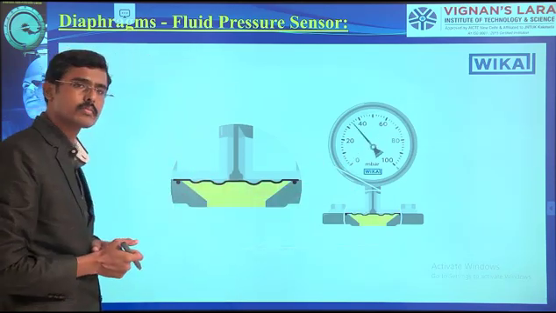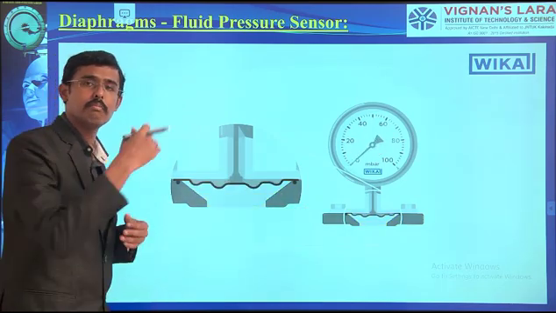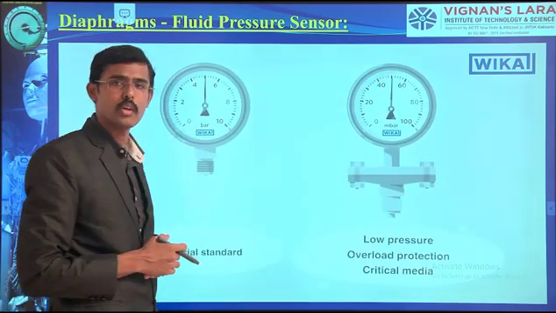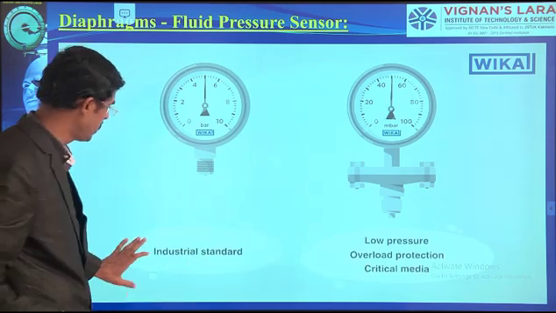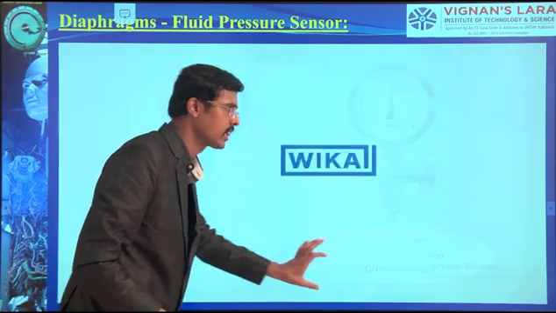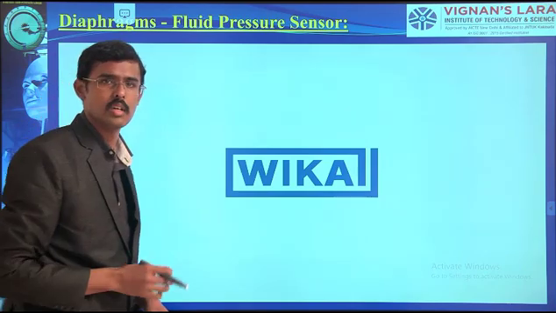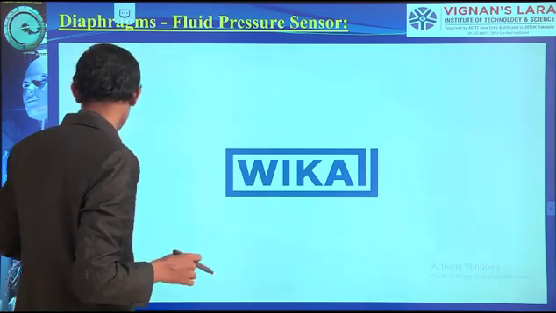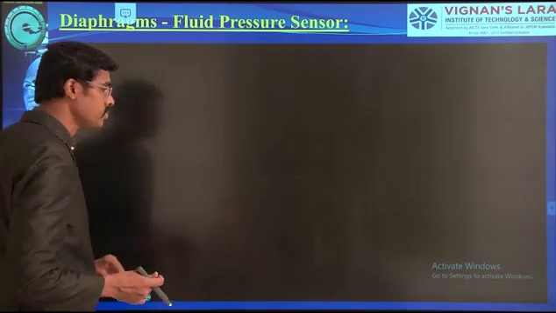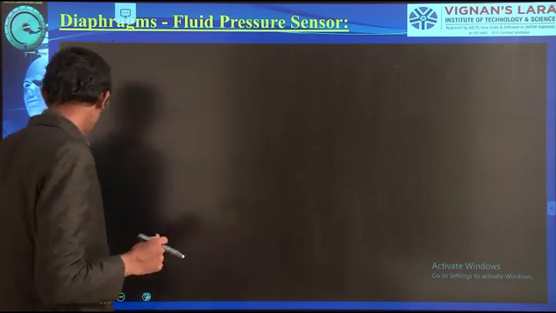Therefore, we are using diaphragms, which are better than the Bourdon tube. By the standard we are using the Bourdon tube, but even though diaphragms are recommended in industrial standards. In diaphragms, the low pressure, overload conditions and critical media, anything else we can handle in such cases. So that is all. Right? Okay, from the video you will see to the next one.